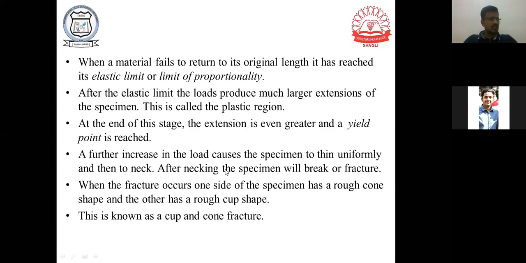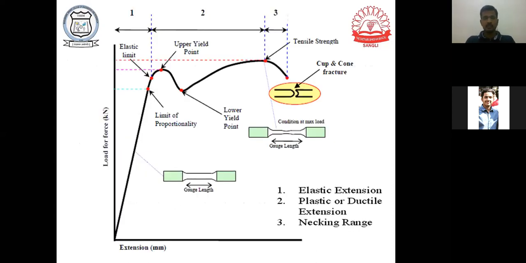Suppose there is no ductility, definitely there will be brittleness. And if there is brittleness, the material will not fail in a ductile manner. It will fail in a brittle manner. So that will be brittle fracture. Okay, so we are not going to check brittle fracture. We are going to check ductile fracture: how a ductile material fails, how it forms cup and cone fracture. That we will discuss.